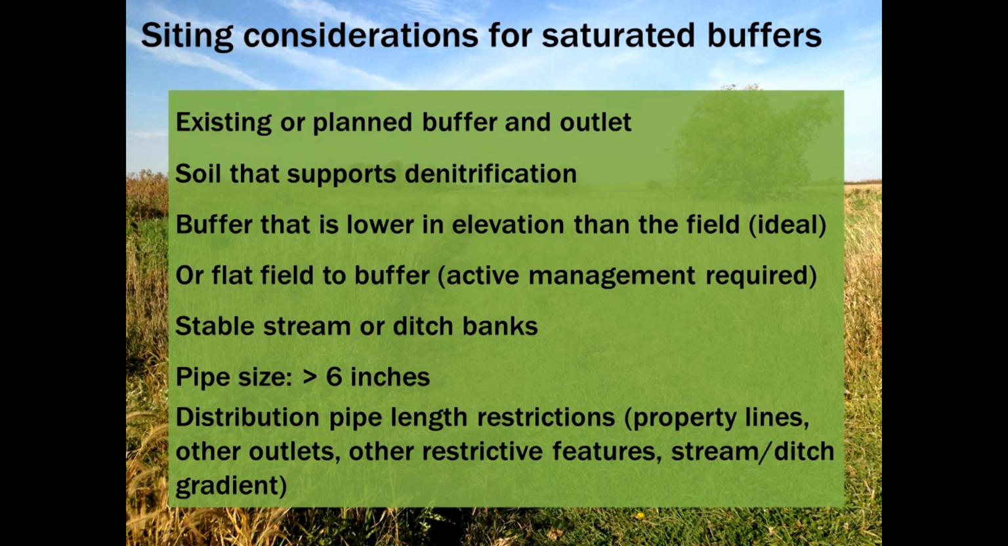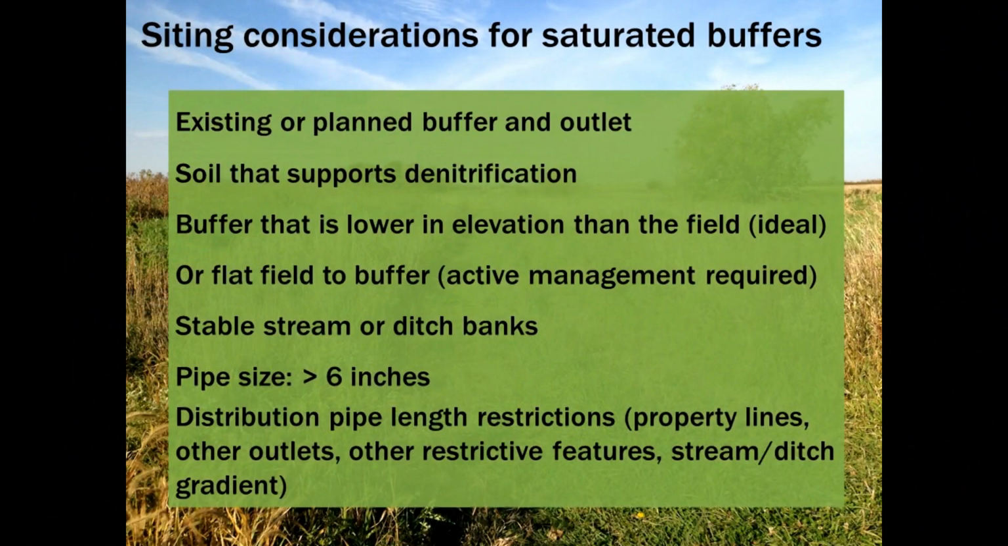We need soils that will support denitrification. Fortunately, in Iowa, that's usually not a problem. When we get down to those riparian areas along streams and ditches, those tend to be pretty high organic matter soils. And so usually that's not a case, but in some cases, if we don't have high enough organic matter, then that's going to be a potential problem. The other thing we don't want is sand or gravel layers within that buffer. Otherwise, the water is going to short circuit through that sand and gravel as opposed to getting treated.